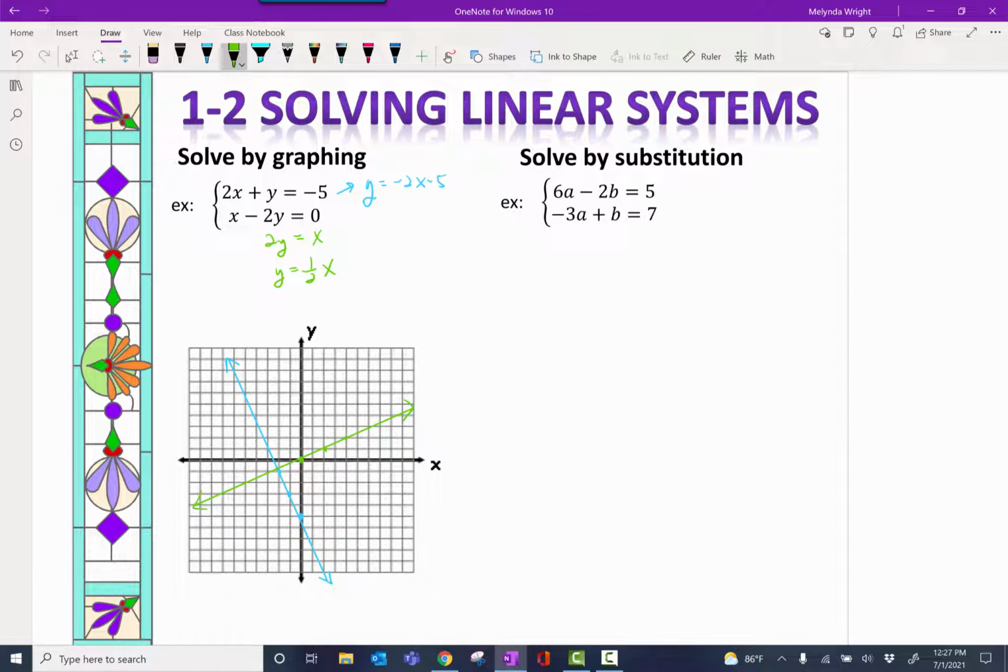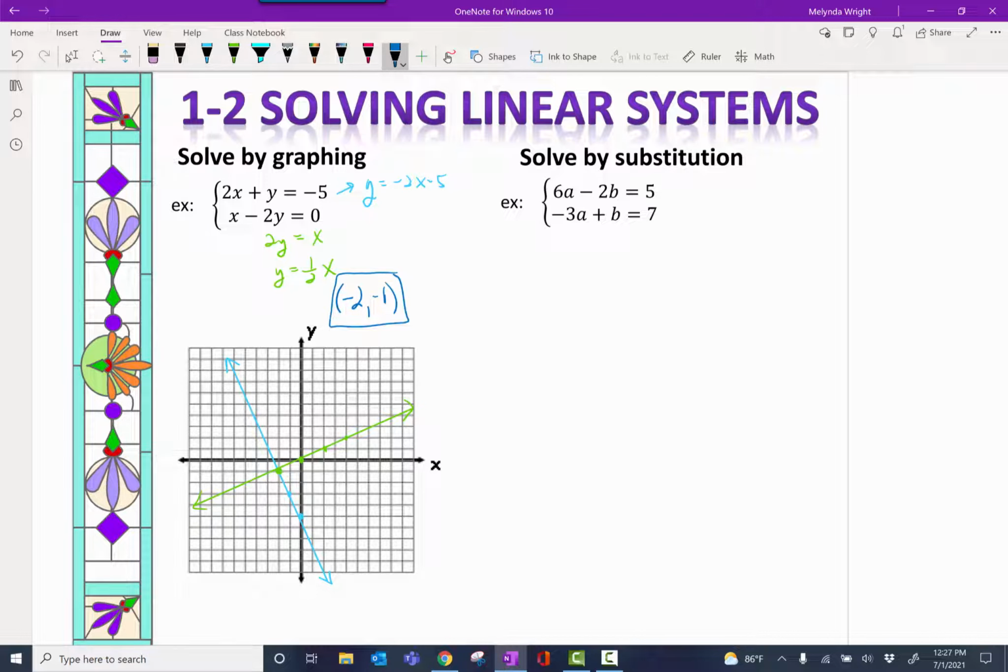Now you can see from my drawing that I'm a little off, but if I were to do my slope, you're going to run 2 and go down, so the green one does go through that point. So the solution to this particular system is x equals negative 2 and y equals negative 1. That would be our solution.